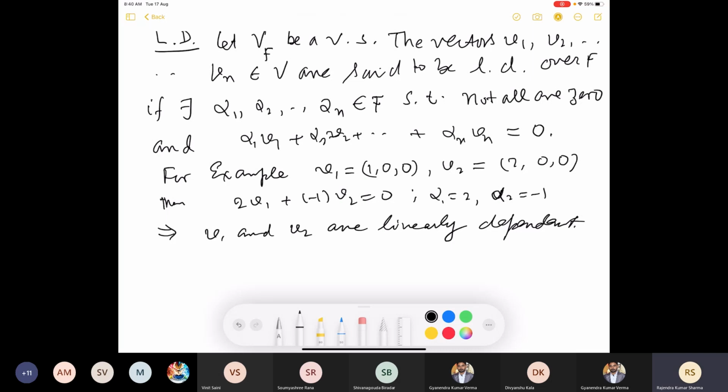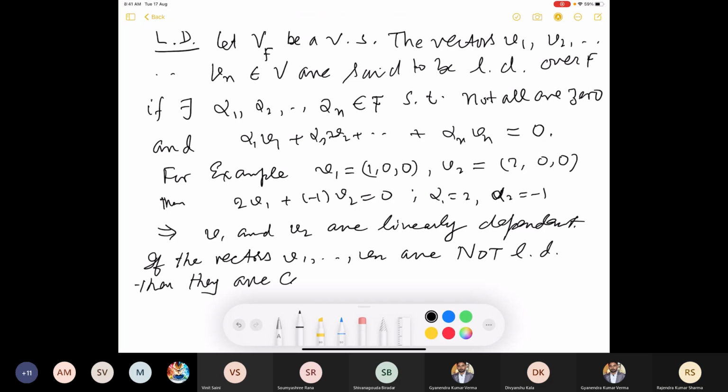The vectors which are not linearly dependent are said to be linearly independent. If the vectors, say v_1, v_2, ..., v_n are not linearly dependent, then they are called linearly independent. So in other words, linearly independent will mean that whenever there is a linear combination, obviously that you have v_1, v_2, ..., v_n and none of them is 0. So if v_1, v_2, ..., v_n are linearly independent, then none of them can be 0.